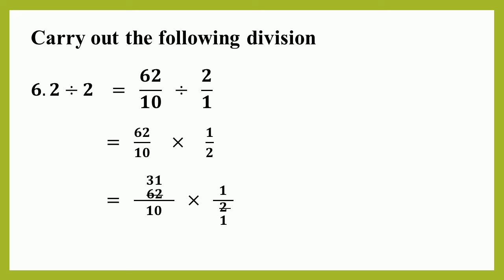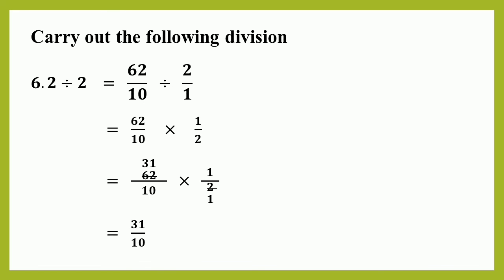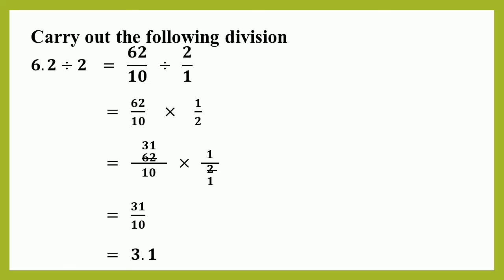Then we will divide the numerator by the denominator. So 2 ones are 2, 2 threes are 6, and 2 ones are 2. So the answer will be 31 into 1, which is equal to 31, and 10 into 1 is equal to 10. So we will convert it into a decimal fraction as 3.1.